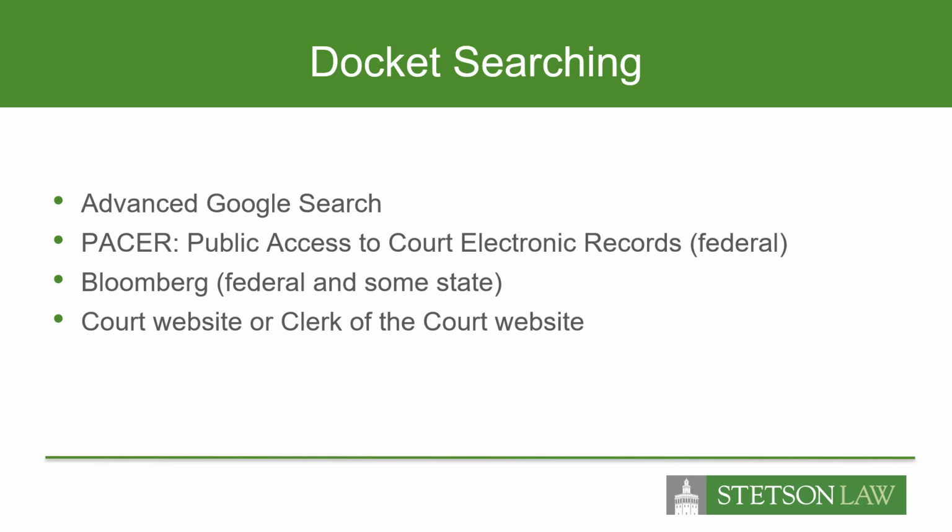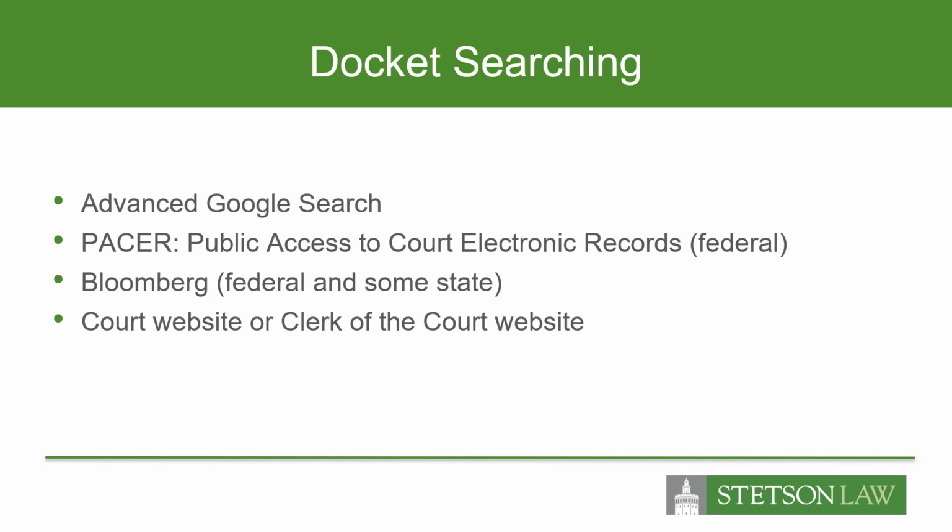When you are searching for dockets, there's a few places you can search. You can do an advanced search on Google. You can also access PACER, which is the Public Access to Court Electronic Records, and this is where you would find federal court dockets. Bloomberg has a really nice docket searching platform, and it has federal cases and some state court cases. And then court websites or clerk of the court websites are really your best bet for finding state court dockets and filings.